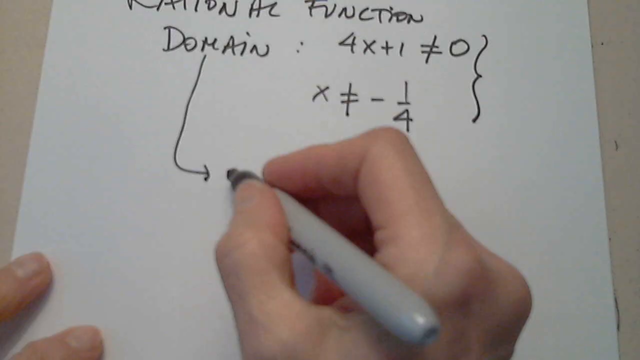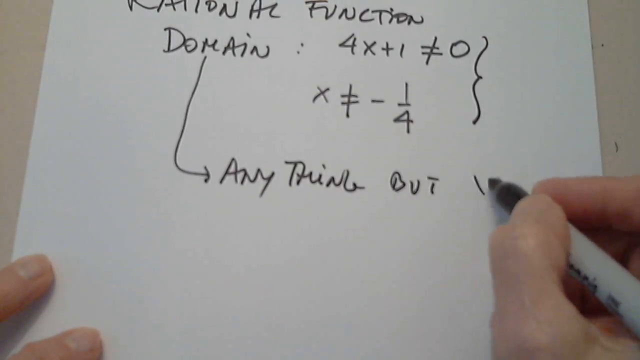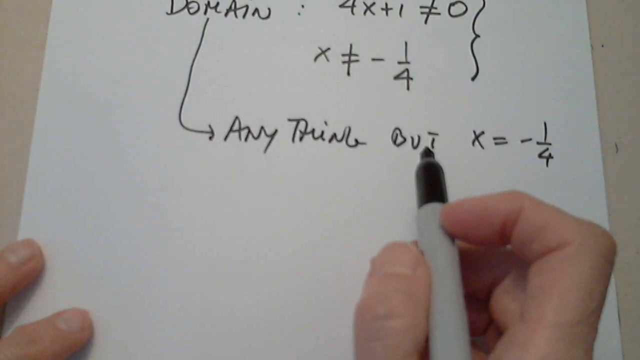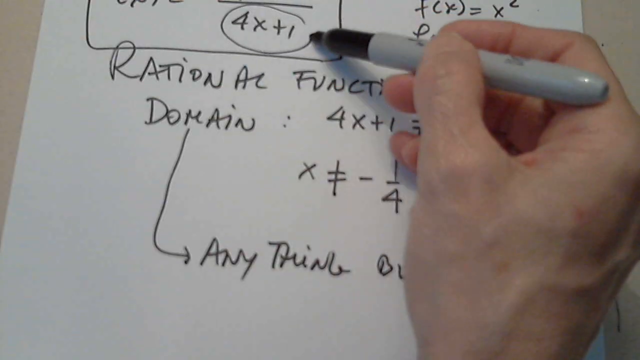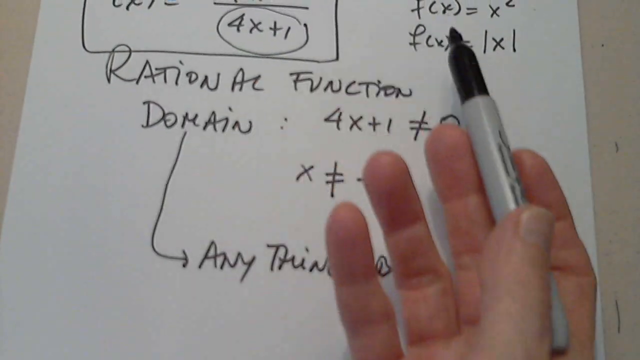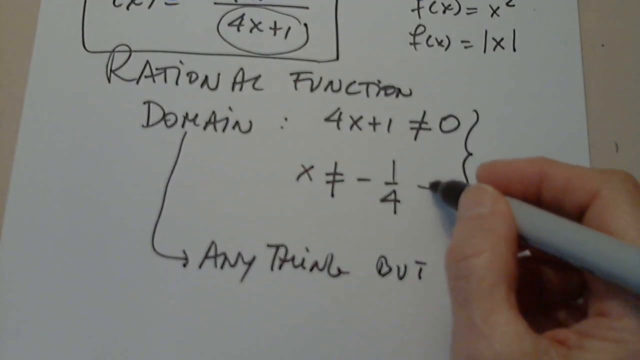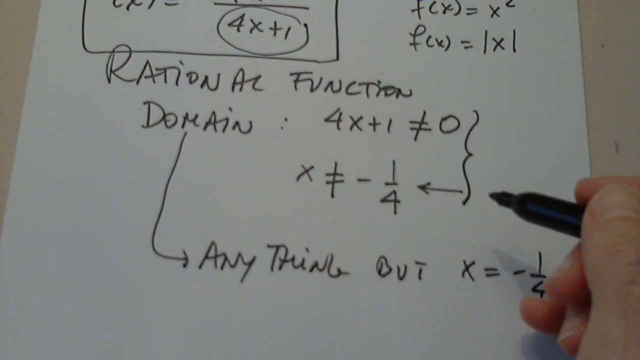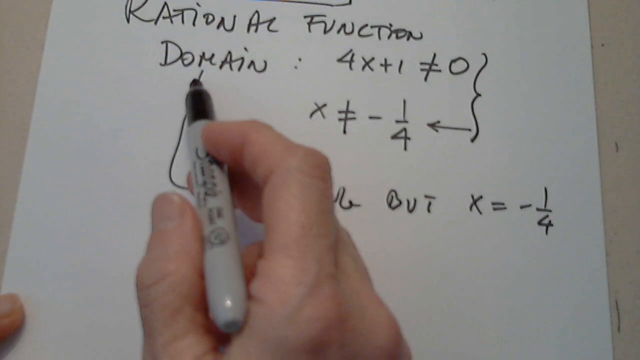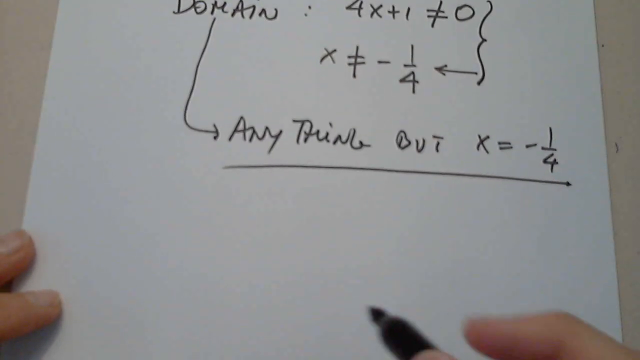How do we write anything but x equals negative 1/4? How do I write that? This is the domain. The only value that I cannot evaluate this function for is negative 1/4. If you ask me to evaluate it for anything else, I'll give you a number back. But if you say, now evaluate it at negative 1/4, I'll say, sorry, I can't. But the domain then is anything but. How do we write that?